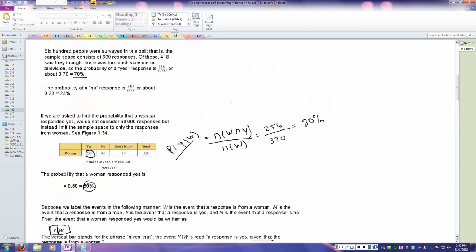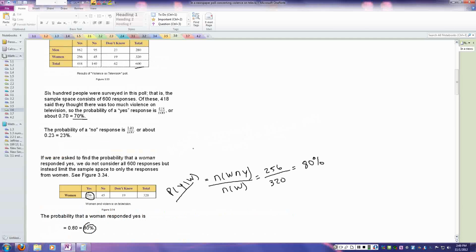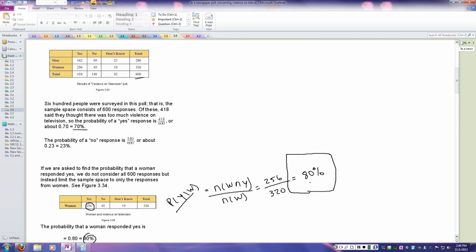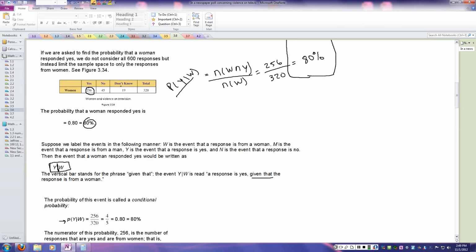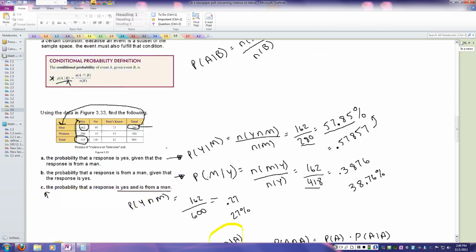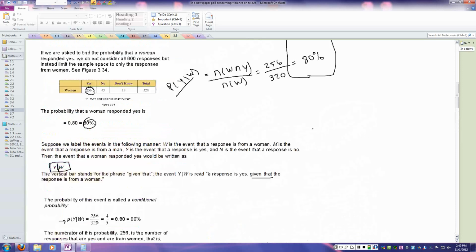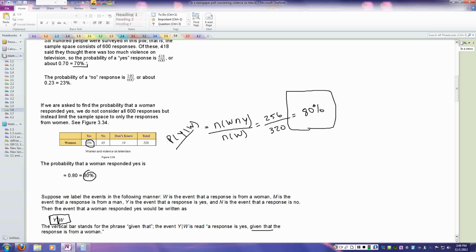So if you know that the voter was a woman, what's the probability they said yes? That's 80% of the time in this example. So 80% of the women surveyed said violence on television was too much. 57% of the men surveyed said violence on television is too much. Together, 70% of people surveyed said violence on television is too much.